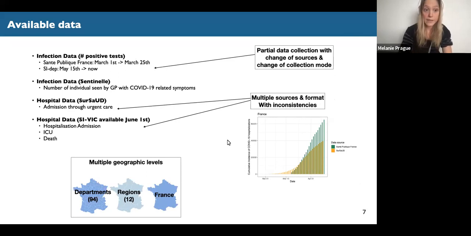The first one was infection data. The problem with infection data is that if we were looking at just the first wave, we only had data from Santé Publique France from March 1st to March 25th. So it's a very short period of time. If we want to aggregate data from the whole last year, we can switch to another dataset, called CDEP, but this dataset only starts on May 15. So it really raises a problem of partial data collection, with a change of source and also a change of collection mode, because as you know, the testing policy changed a lot over time.